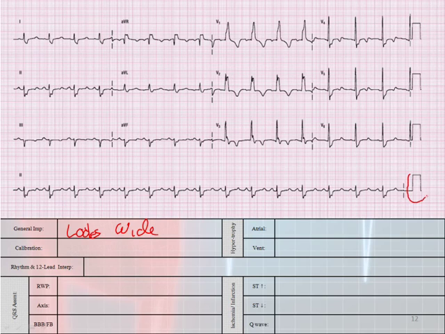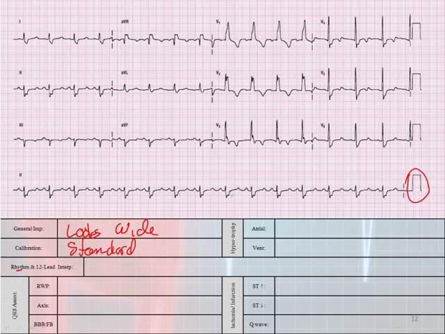Calibration, I'm going to look for some calibration markers. They're over here on the side. 1 big box wide, 2 big boxes tall, so it's a standard calibration. My rhythm interpretation first is going to be, it looks like I have a regular rhythm all the way across.